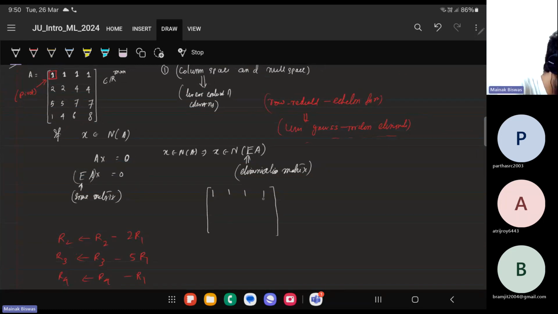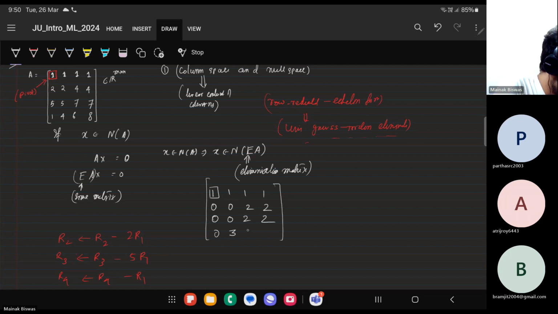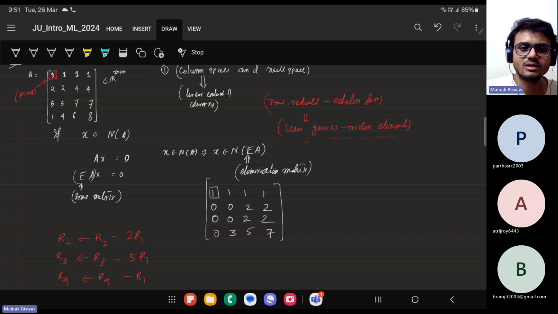1, 1, 1, 1. Let me just write down. Second row will be 0, 0, 2, 2. Yes or no? Yes. Third row will be 0, 0, 2, 2 again. And what will be the fourth row? 0, 3, 5, 7. Correct? Is it clear?